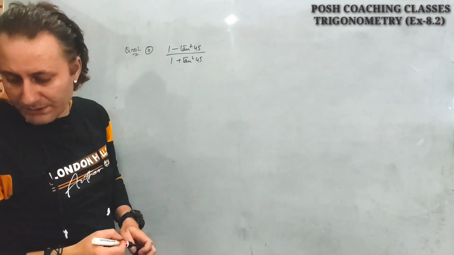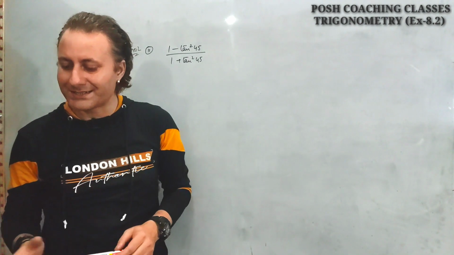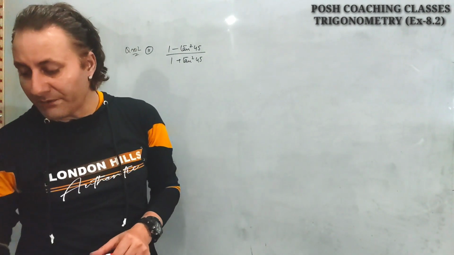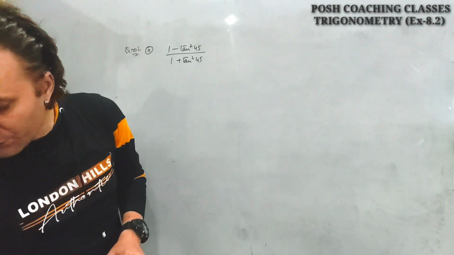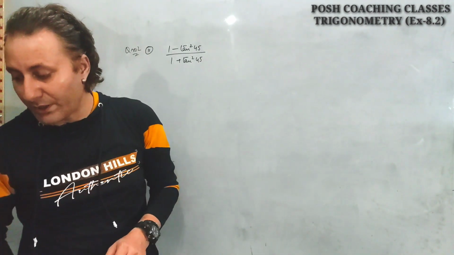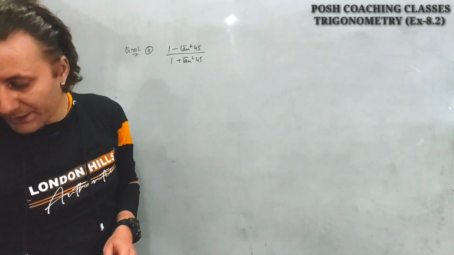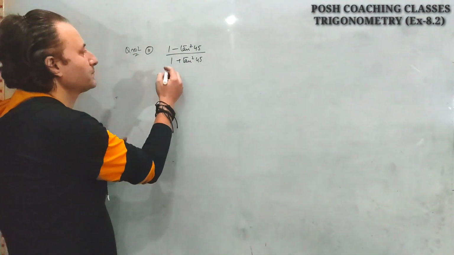Now, what are the options given? We have again 4 options. It says tan 60, then we have 1, then we have sine 45, and then we have 0 as well. So there can be one of the answers here. So let us see which one is the correct one. So let me first put the values.